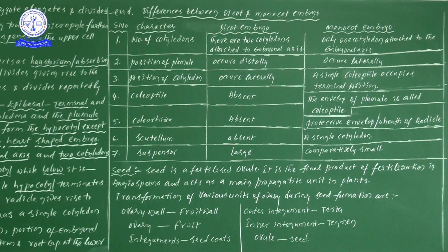Here you see the number of cotyledons. In a dicot embryo, how many cotyledons can we see? 2 cotyledons are present and are attached to the embryonal axis. One more time, in a dicot embryo, the total number of cotyledons is 2.